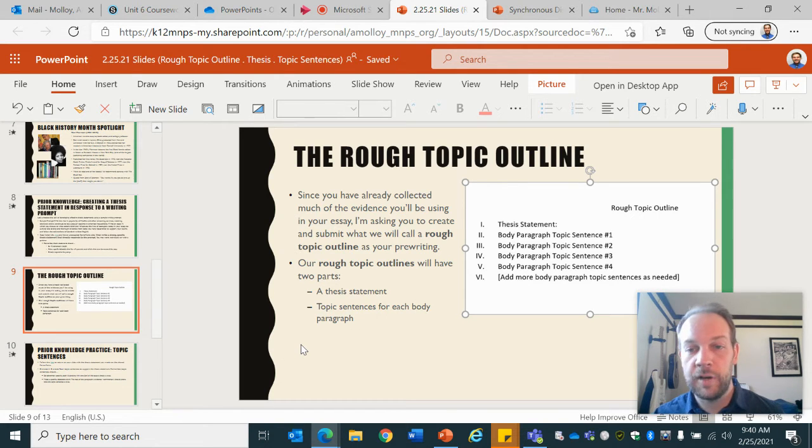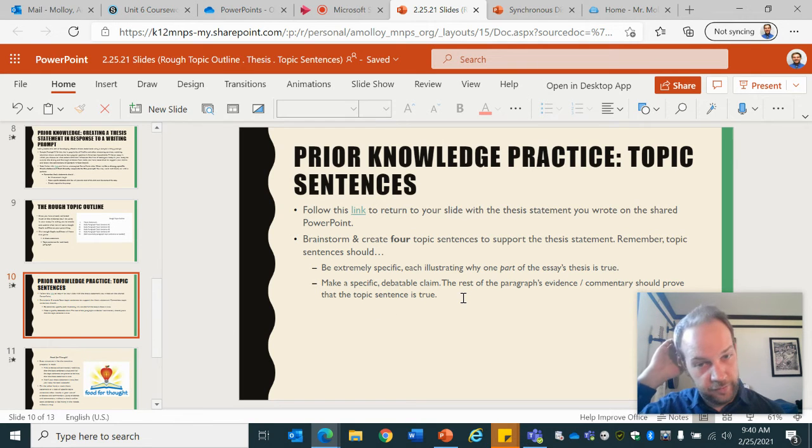So we've talked about how to do a thesis statement. With that, let's talk about how you would do topic sentences. In class, I asked students to revisit their original thesis and create 4 topic sentences that would support that thesis statement. And remember, topic sentences should be extremely specific, each illustrating why one part of the essay's thesis is true. So they tackle only one part of the essay's thesis and explain why that part is true. Topic sentences should also make a specific, debatable claim.